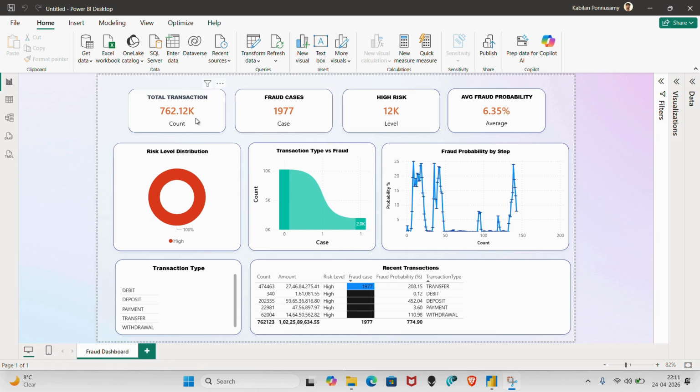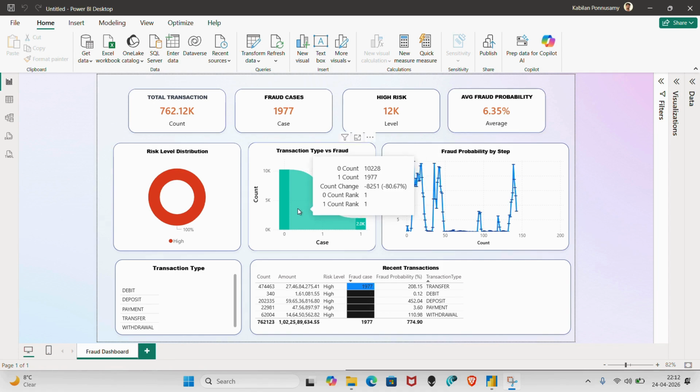In total transactions, there are 762.12K, and this represents the total number of transactions processed in the dataset. Similarly for fraud cases, there are 1977 cases. These are the confirmed fraudulent transactions identified. For high risk, it is about 12K. These transactions are flagged as high risk based on the fraud probability score. The next is average fraud probability, which is 6.35% on average. This is the overall average probability of fraud across all transactions.